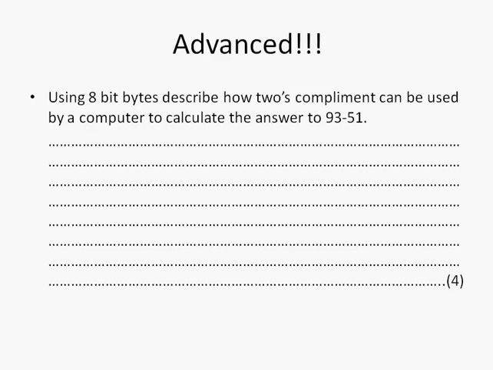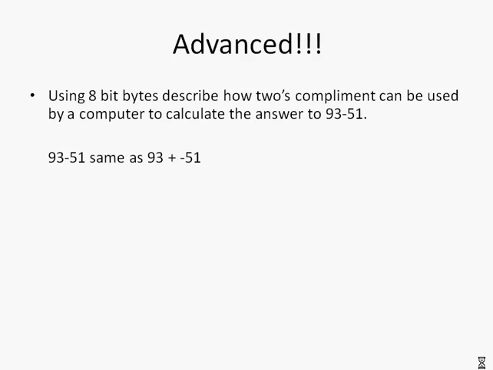Whoa, we're getting a little bit more advanced here. This is the most complex question that I've seen in an exam paper on 2's complement. It's worth 4 marks because it is a little harder. Using 8-bit bytes, describe how 2's complement can be used by a computer to calculate the answer to 93 take away 51.